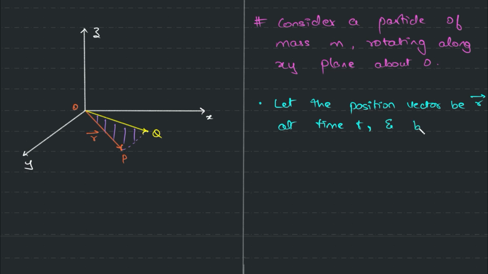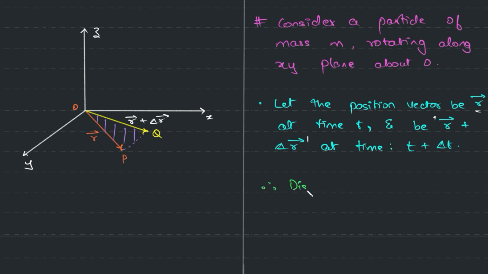and be r plus delta r at time t plus delta t. Okay, so I'm calling this r plus delta r. So what will be my displacement PQ? Therefore, PQ will be what? The difference between these two. Yes, this expression and this expression. So basically, this will result in delta r. So that's your displacement.